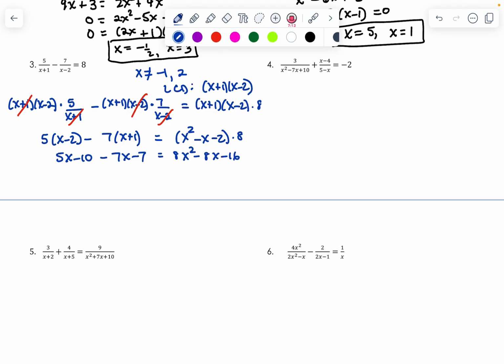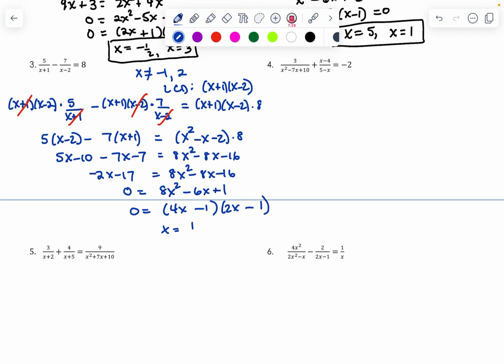And at any point, if I'm going too quickly, just pause the video. You have the power. This is a recording. So now I'm going to move everything onto one side. This does factor nicely. So I'm getting x is 1/4 and x is 1/2. I'm going to go back up, look at my domain restrictions, and that one is lovely.